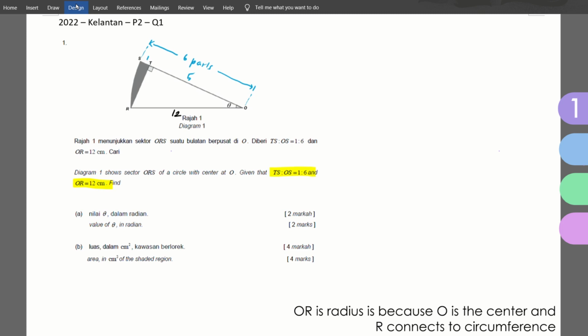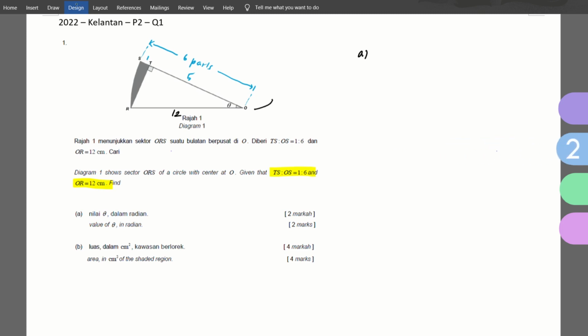So let's go to part A, which is to find the value of theta. So theta is this part. The easier way to calculate this is to use trigonometry. Using trigonometry, the thing we need is a right angle triangle, which has already been given to us in this diagram. So it's OR and T, and we just need two lengths.